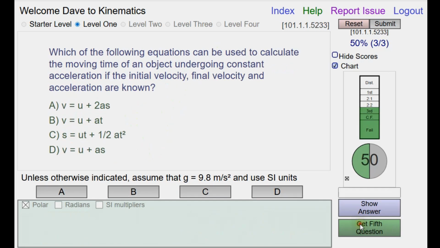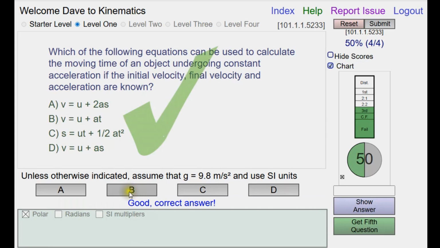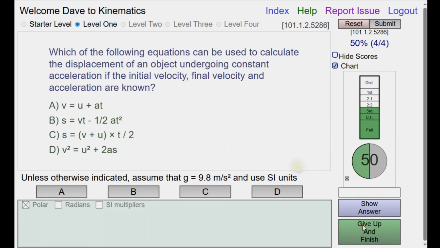Right. Fourth question. Which of these equations relates t, u, v, and a? So the one missing is s. It's that one. It's B. t, u, v, and a. Great. 50%. 4 out of 4 questions correct. Get fifth and last question.